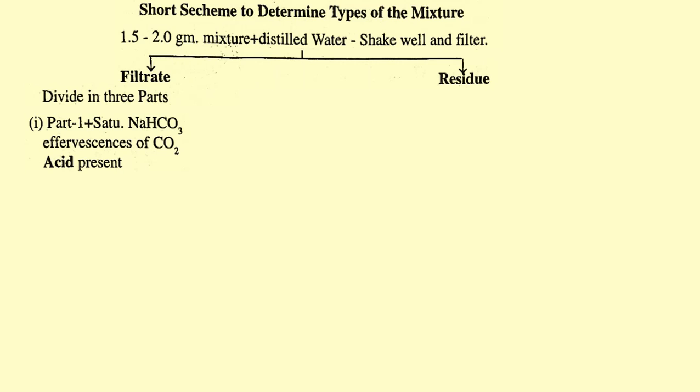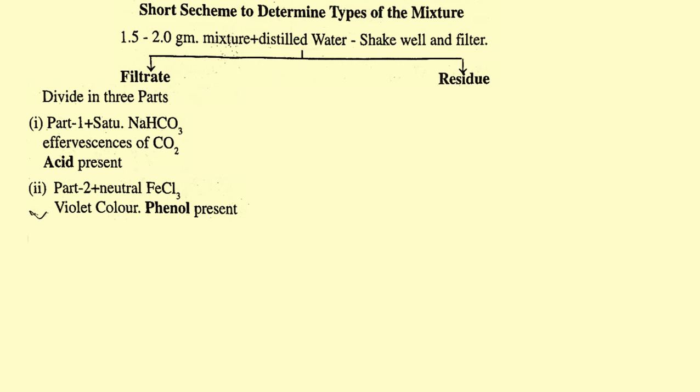To part 1 add saturated bicarbonate solution. The effervescence of CO2 gas means acid is present. The second test is the litmus test: dip litmus paper in the solution, and if it converts blue to red, this indicates acid. To part 2 add neutral FeCl3, and if violet coloration is observed, phenol is present. The litmus test also gives blue to red, because phenol is a weak acid.